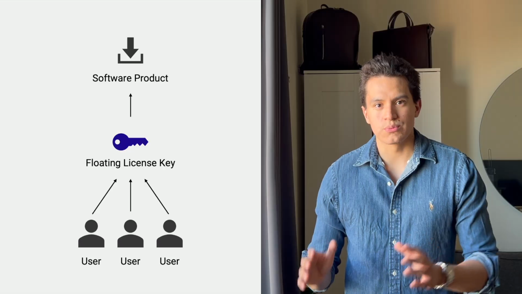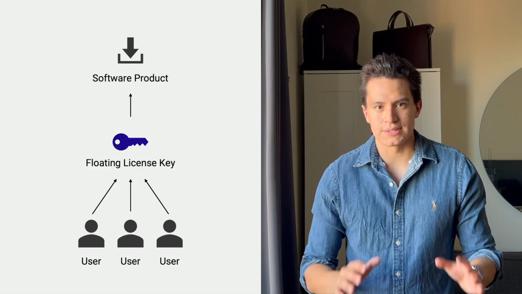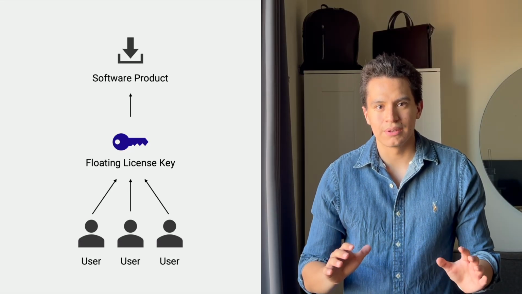What is a floating license? A floating or concurrent license is where multiple users can access a software product using the same license key. This is quite common in B2B, where businesses can buy a license that allows for multiple seats. Watch this video to learn more about the benefits of floating licenses.